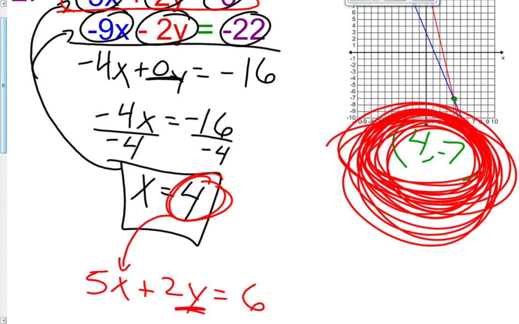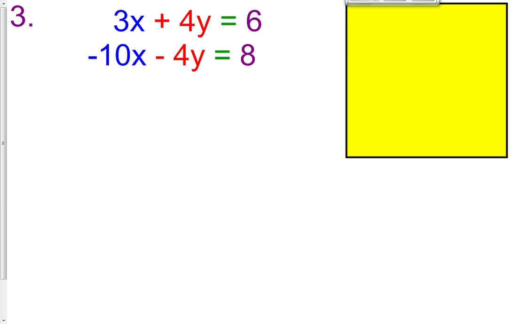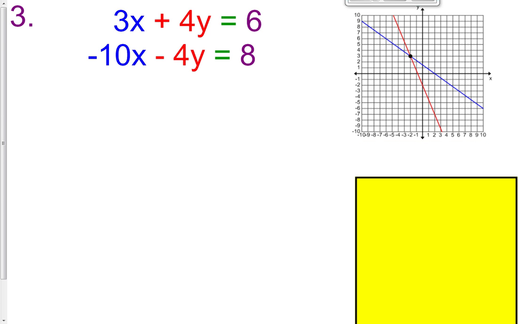Why don't you guys pause the video, try this one all on your own. Okay? All right, after you tried this one all on your own, hopefully you got the solution of left 2 units, and up 3 units. Left 2, up 3. Hopefully you got that as an answer. If you did not, let's check your work by doing it with me.